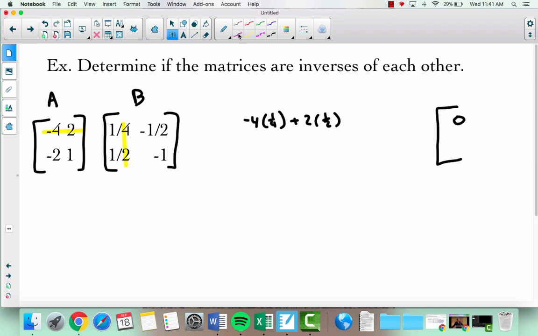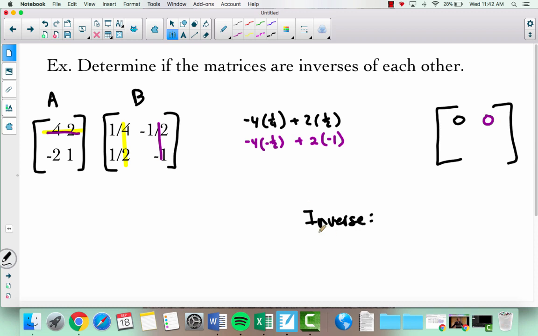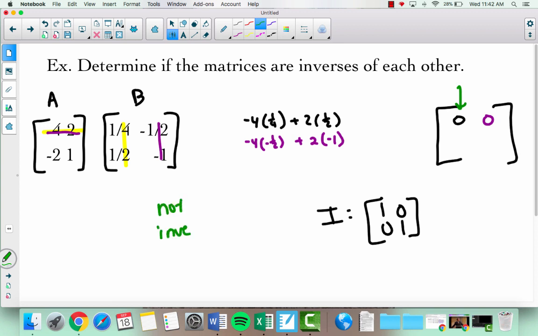And then I can do the same thing. Move on to the next one. So row 1, column 2. So that's -4 times -1/2 plus 2 times -1. So that's going to get me +2 minus 2, which is 0. And already I could tell you that this is not going to be an inverse, because remember, the identity matrix always has 1s on the diagonal and 0s everywhere else. So right here, the fact that we don't have a 1 is a red flag. So we could go ahead and stop here and say that they are not inverses.